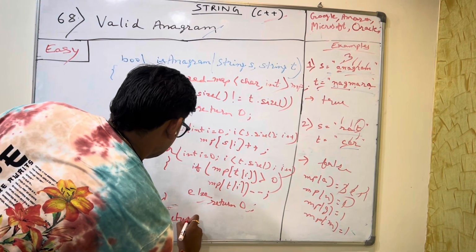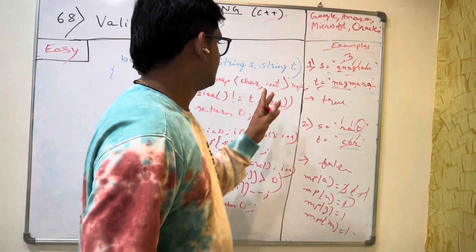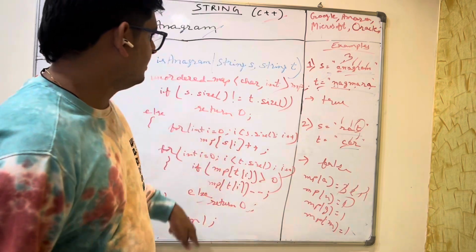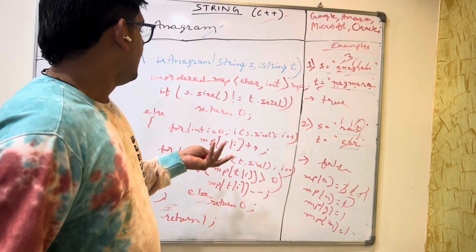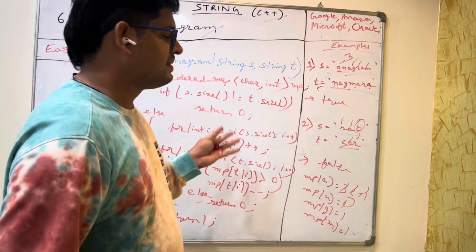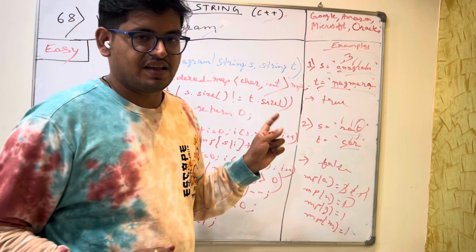Okay, it is true. The time complexity for this is order of n, the number of elements in either of the strings S and T, and the space complexity is order of n, since you are taking a map. I hope this explanation is clear.